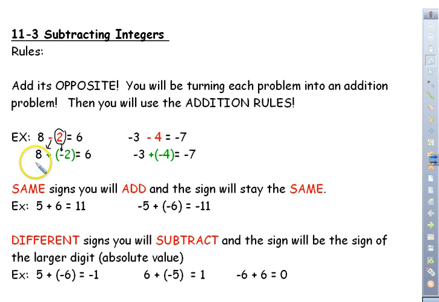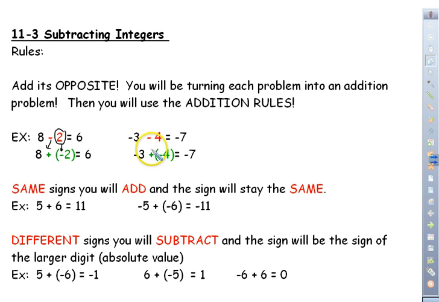So now you use your addition rules, which in this case, 8 plus a negative 2. They are different signs, therefore you will subtract, and you get 6. 8 is larger, so it's positive 6.